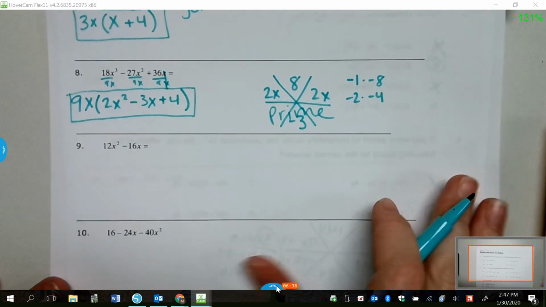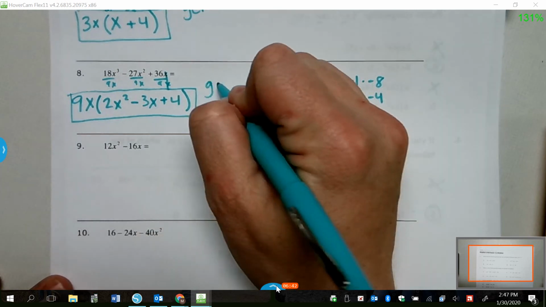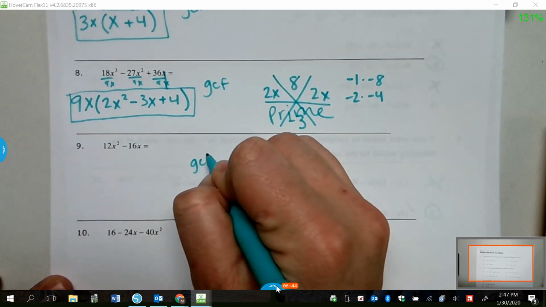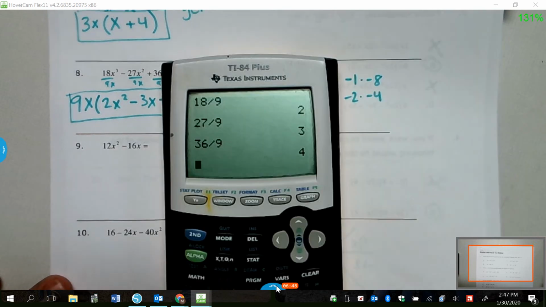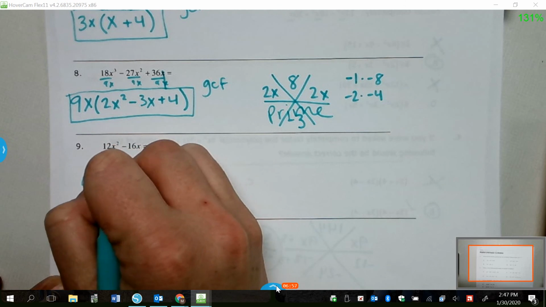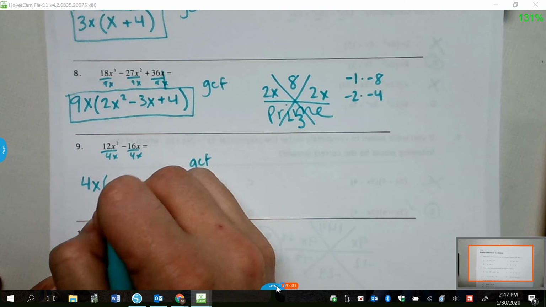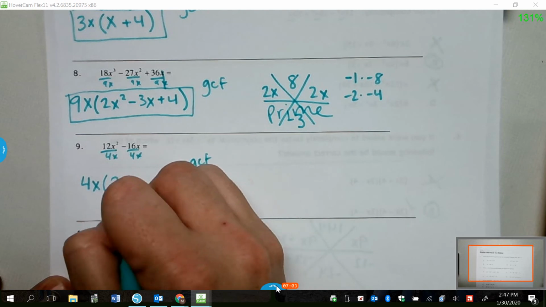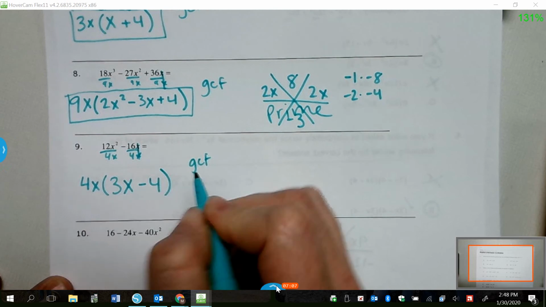Okay, here's another GCF problem. So if you notice, all of these so far are GCFs. Here, figure out what your GCF is. Math, right? 9, 12, 16. So it's 4, and they both have an x, so we're going to take out an x. Okay, 12 divided by 4 is 3. X squared, take 1 out, you get 1 left. Minus 4, the x's cancel. There's your answer.